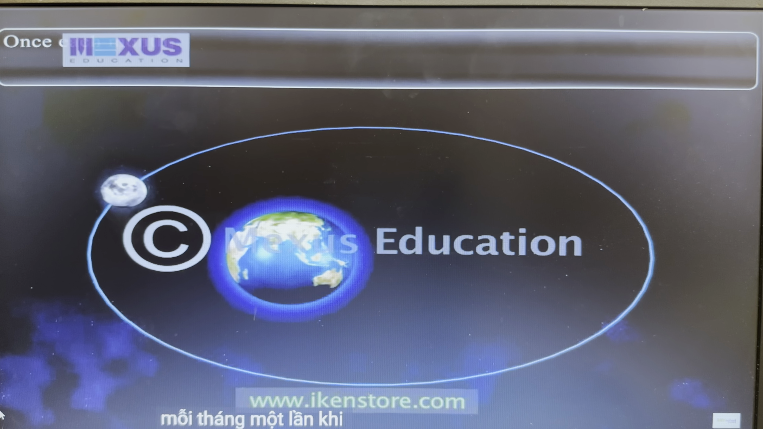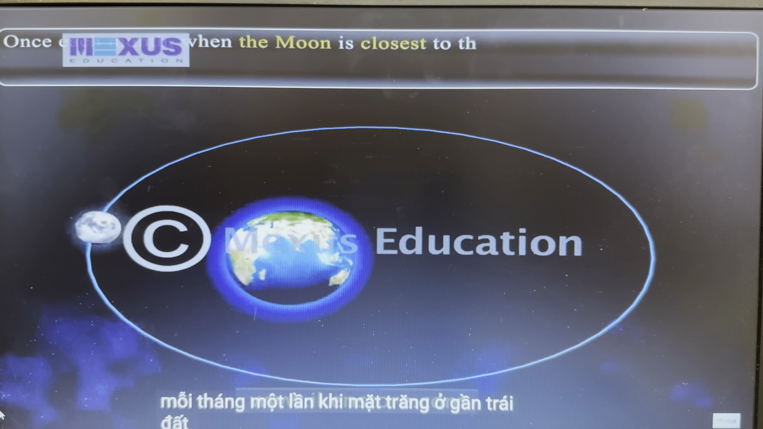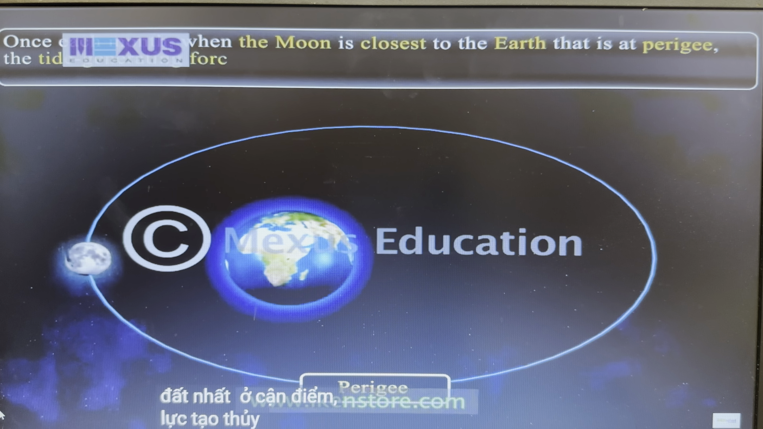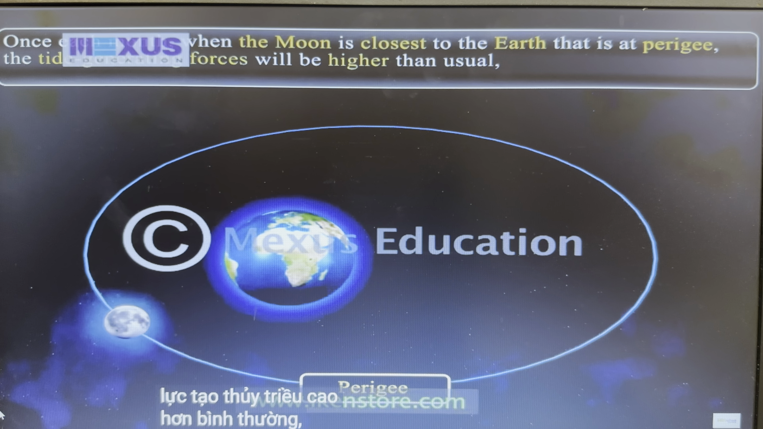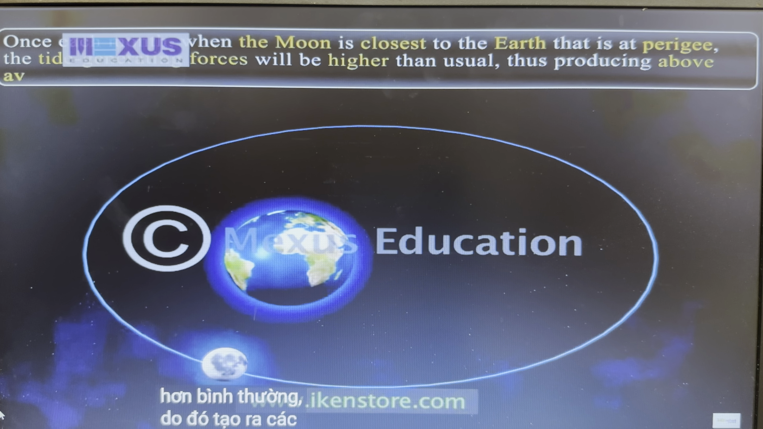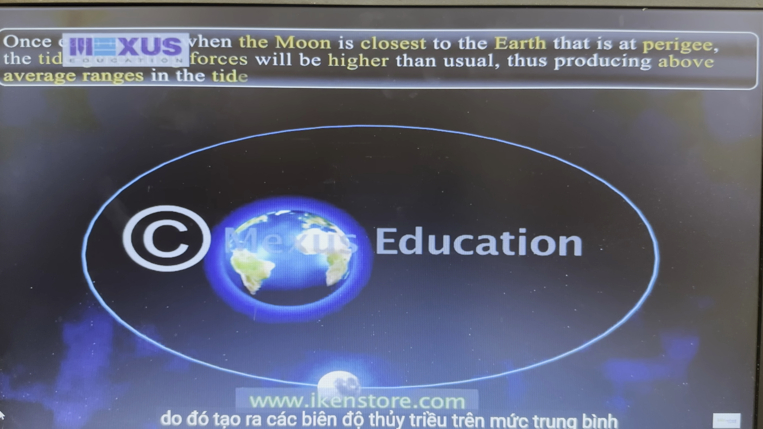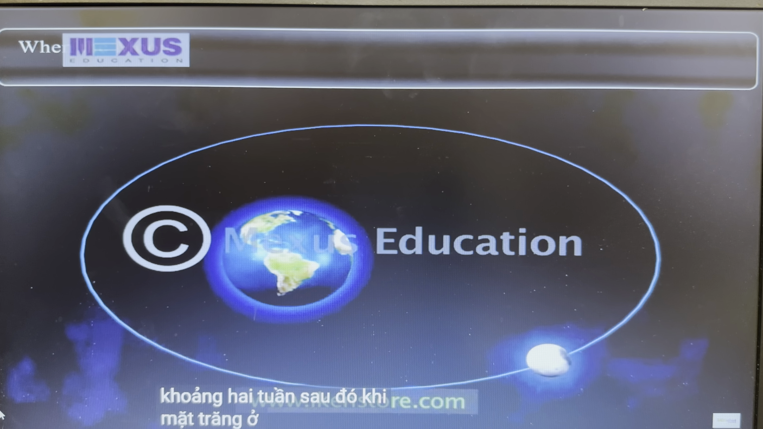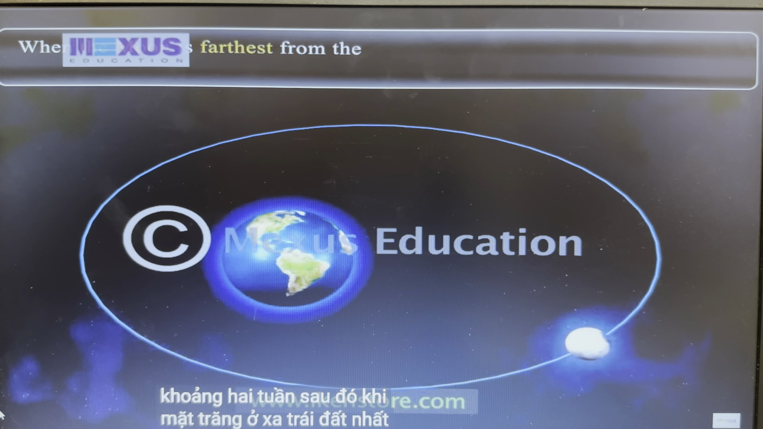Once each month, when the moon is closest to the Earth, that is, at perigee, the tide generation forces are higher than usual, thus producing above average ranges in the tides. Approximately 2 weeks later, when the moon is farthest from the Earth, that is, at apogee, the lunar tide-raising force is smaller and the tidal ranges will be less than average.